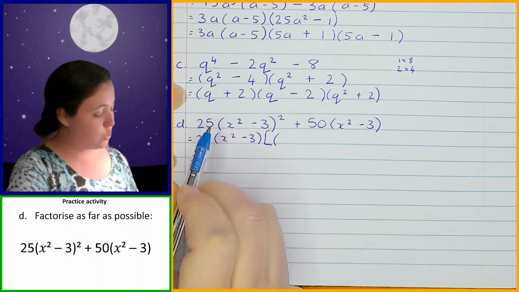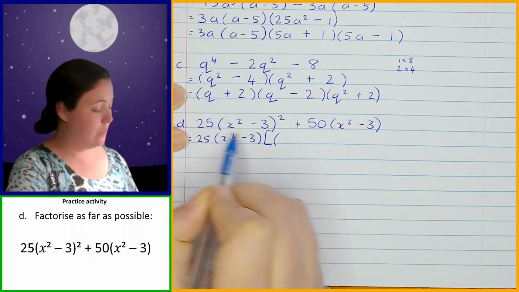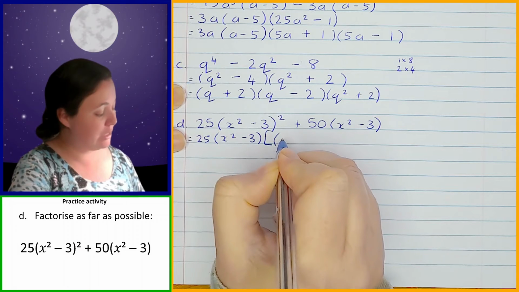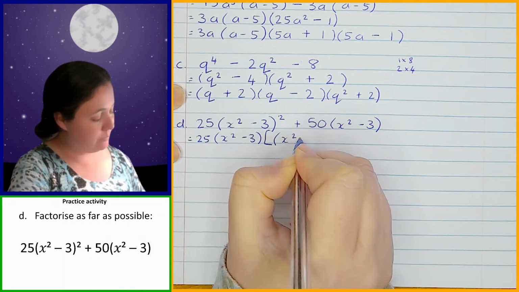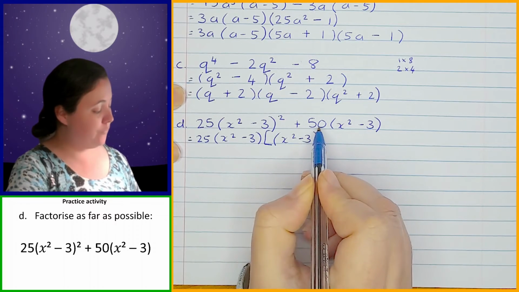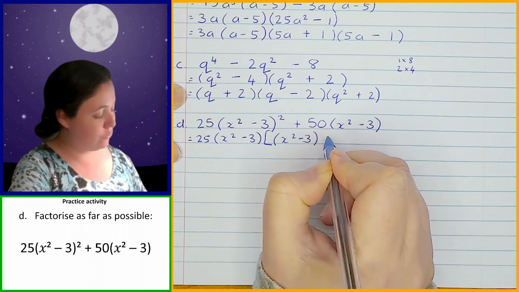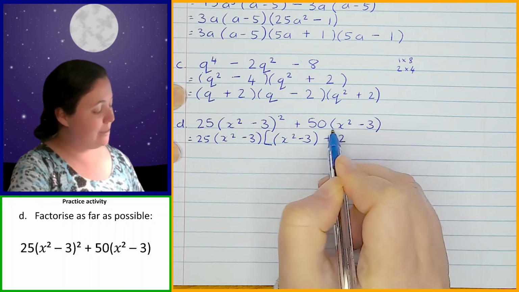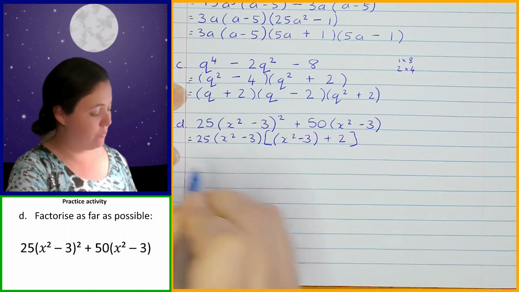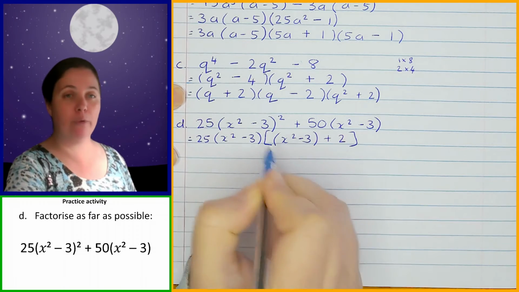And then 25 divided by 25 cancels. But x squared minus 3 squared divided by x squared minus 3 is going to leave a bracket x squared minus 3. Okay. Then over here, 50 divided by 25 is 2. So I've got plus 2. And then the x squared minus 3 is going to cancel. So I'm just left with that plus 2 from that term over there. So now let's go and simplify what we've got inside here.